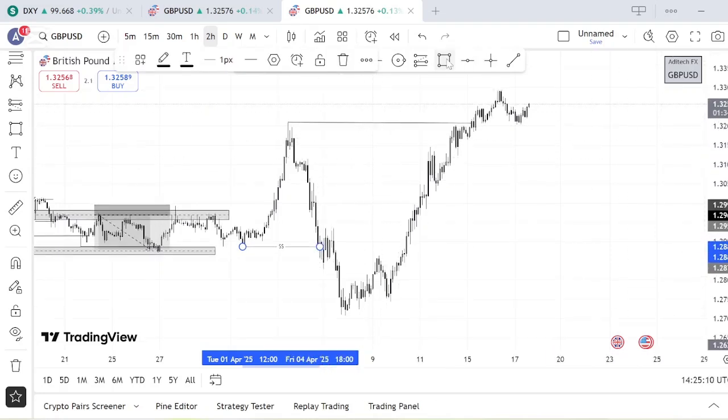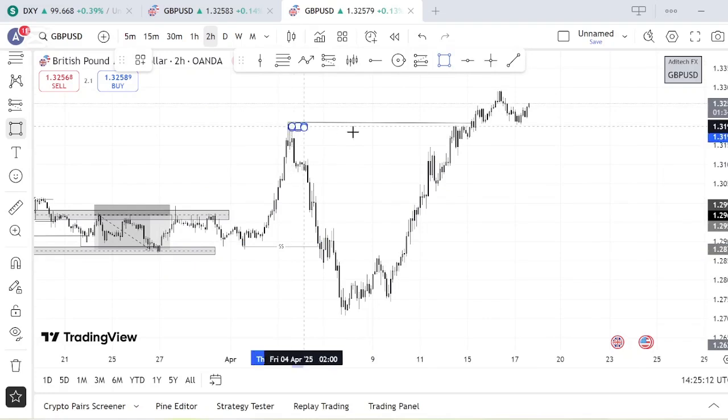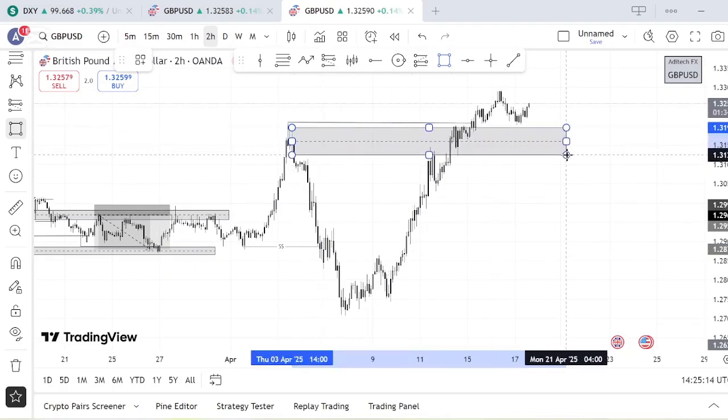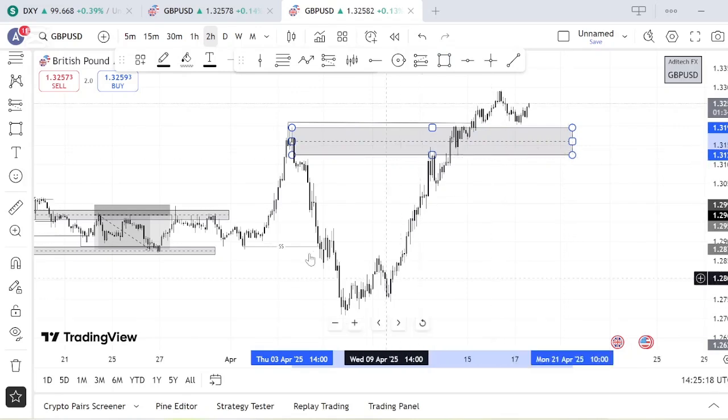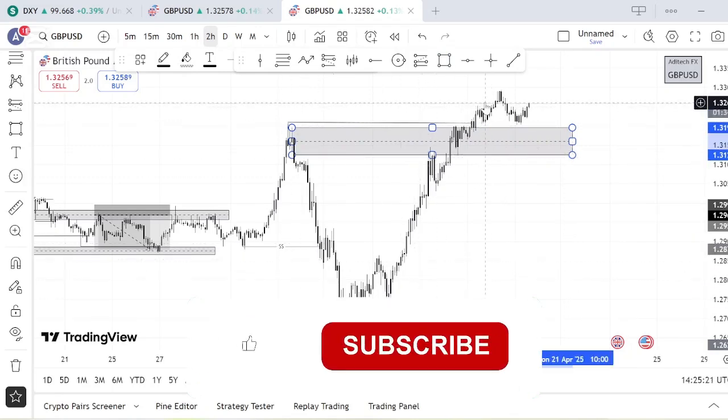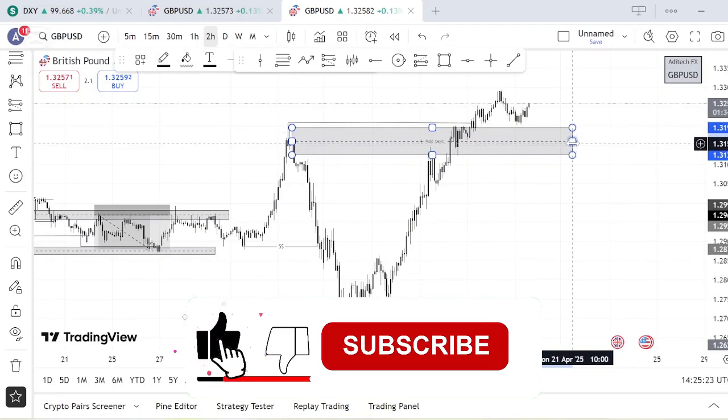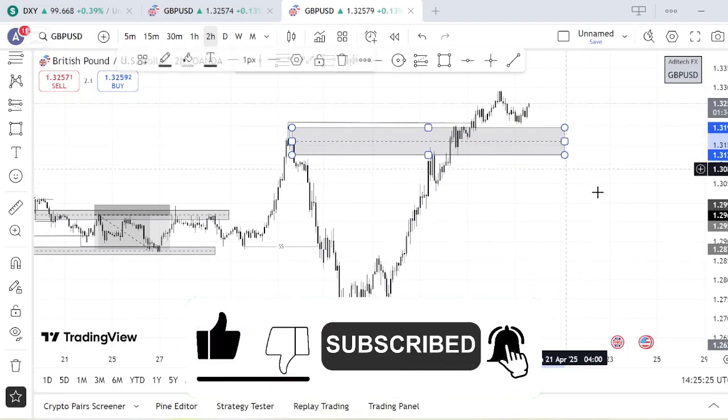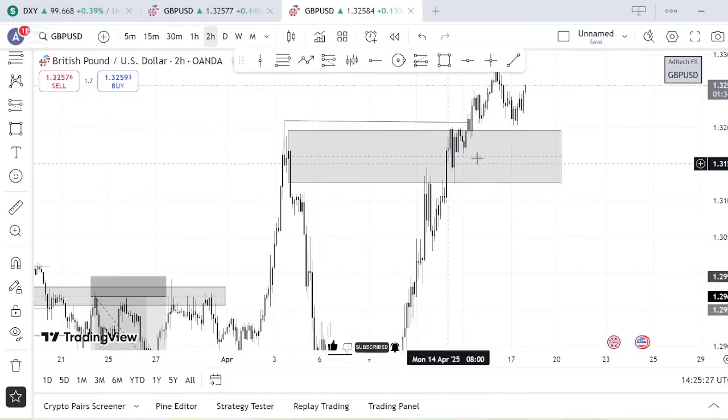So what will you call this zone right here? Is it a bullish order block? Is it a bullish breaker block or a mitigation block? You can see price took out this liquidity and broke structure to the upside. So this is a breaker block. So in the future, price should come back to this breaker block.